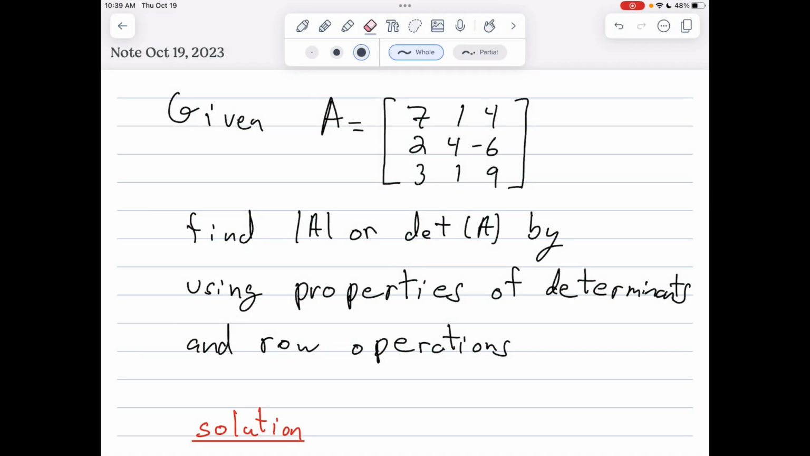All right, hello everyone. So today we're going over a linear algebra problem. I have the matrix A, which is 3 by 3, 3 rows, 3 columns. Reading across the rows, first row is 7, 1, 4, second row is 2, 4, minus 6, and third row is 3, 1, 9. And we're asked to find the determinant of A, or det A for short, by using properties of determinants and row operations.